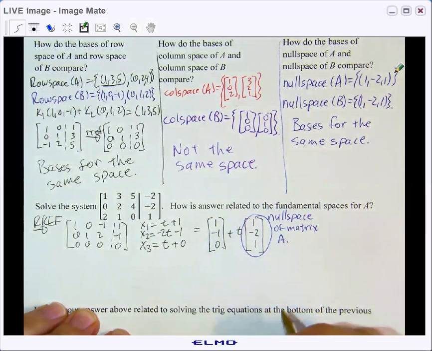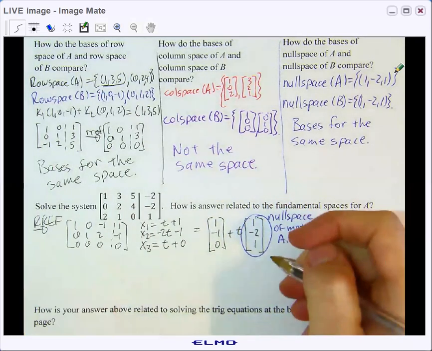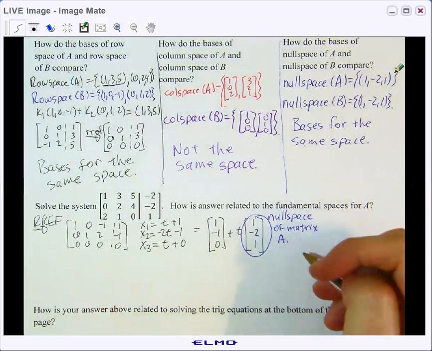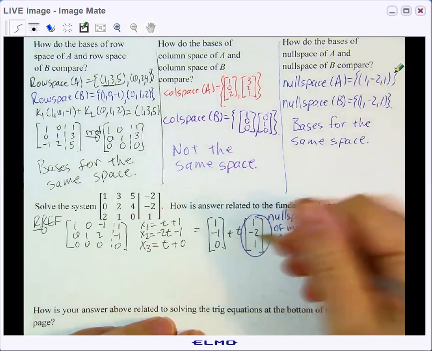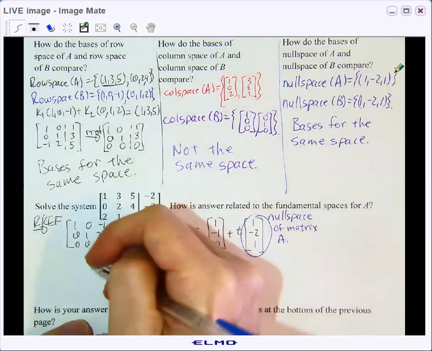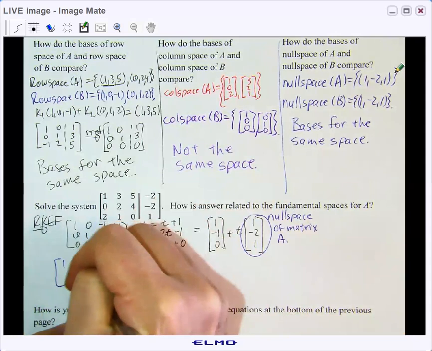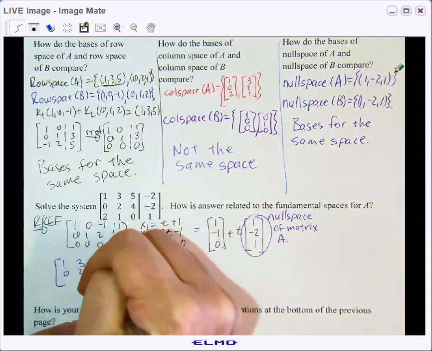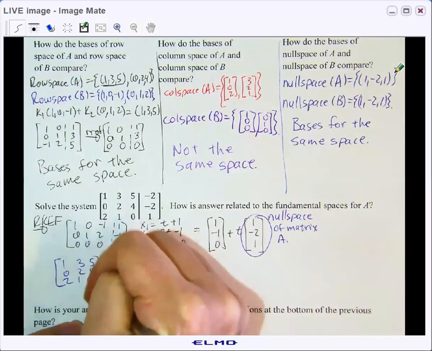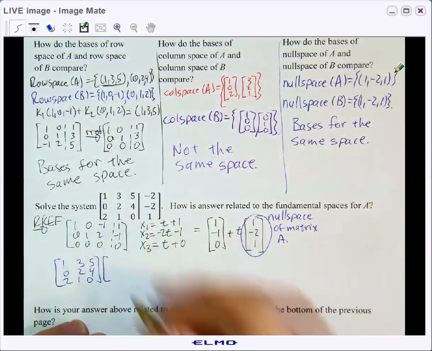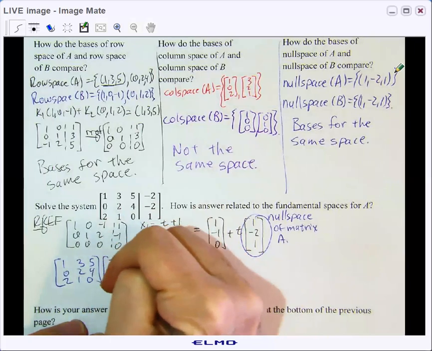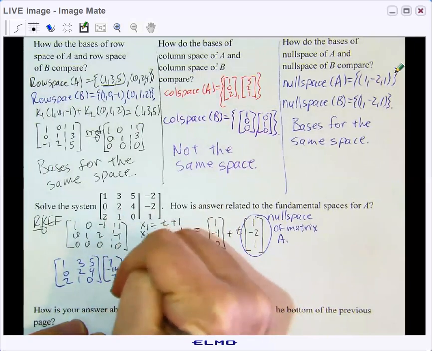And you'll see that, and maybe we better do this: if we take the matrix A, 1, 3, 5, 0, 2, 4, 2, 1, 0, and we multiply by any scalar multiple of 1, negative 2, 1, let's do 7, negative 14, 7, let's see what we get.